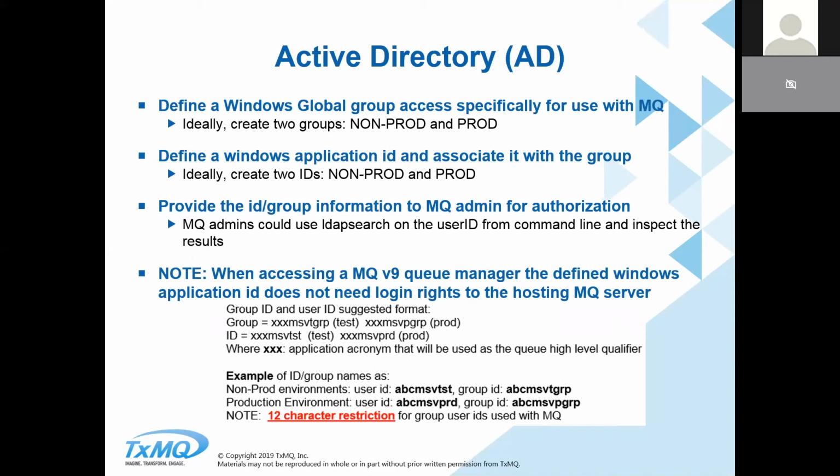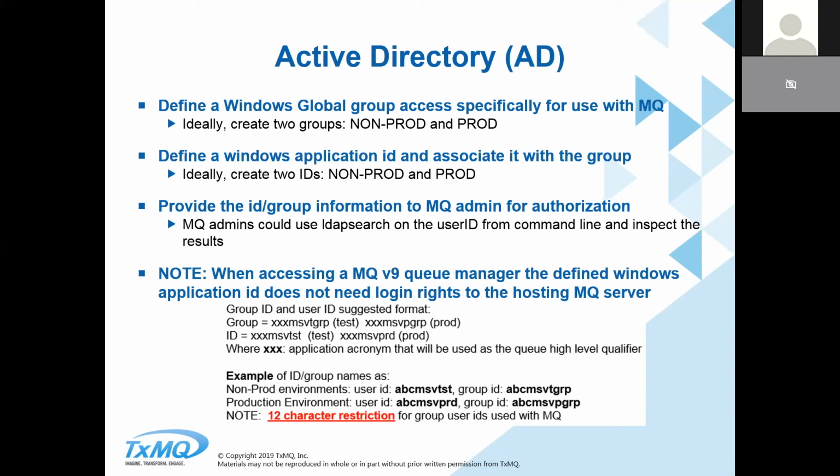When you're dealing with Active Directory, the best practice, or what seemed to work well, would be to define a Windows global group access specifically for use with MQ. Ideally, create 2 groups, one for a non-prod and one for a prod environment. Define a Windows application ID and associate it with the group for non-prod and prod as well. And then I give examples of how they provide the ID and group information to the MQ admin and for authorization as well. So the MQ admins could use LDAP search on the user ID from the command line to inspect the results.